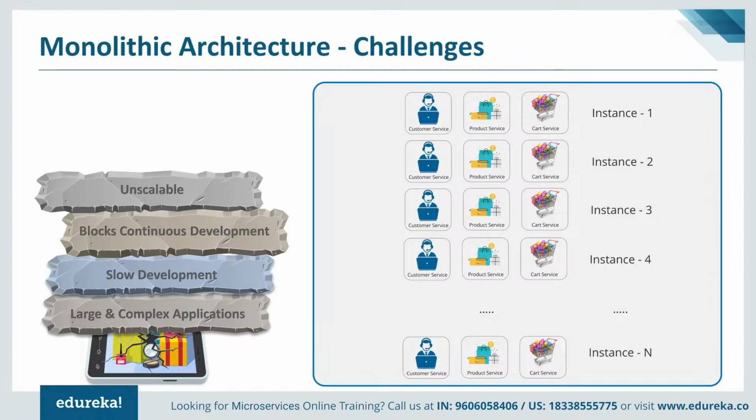If you can see the example in front of your screen, here we have customer service, product service, and cart service. This is one instance, and this is how we are scaling it, right? If I have to increase only the customer service, I have to scale up the customer service, and I have to do that for the product and cart services as well, right?